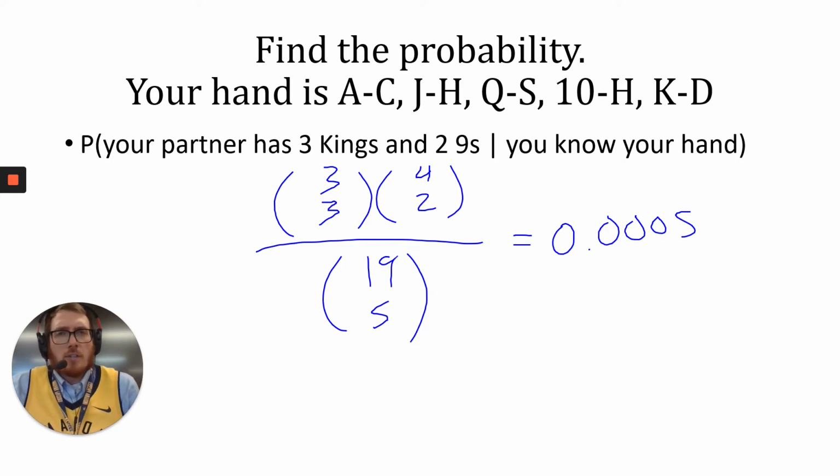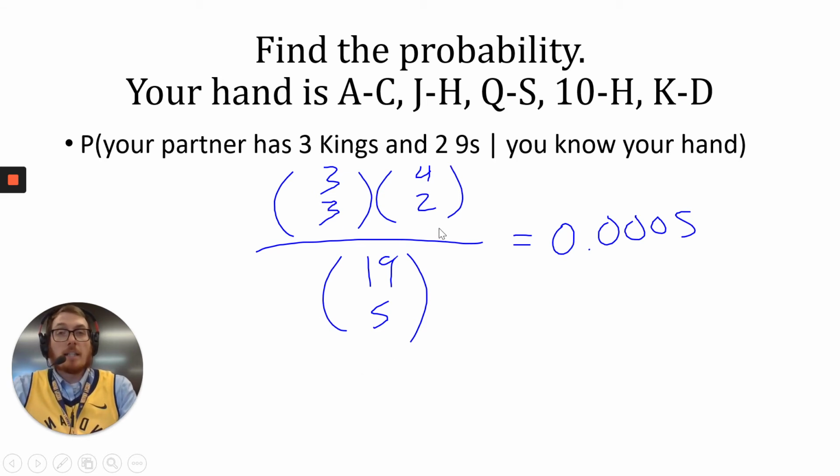The other version of questions is based upon what your partner would have. So 5 cards are dealt to each person. I know that my hand is the ace of clubs, the jack of hearts, the queen of spades, the 10 of hearts, and the king of diamonds. And saying, what's the probability my partner has 3 kings and 2 nines.